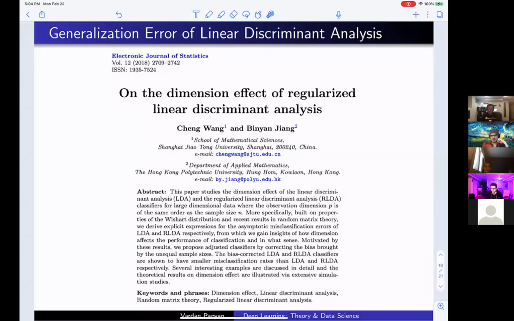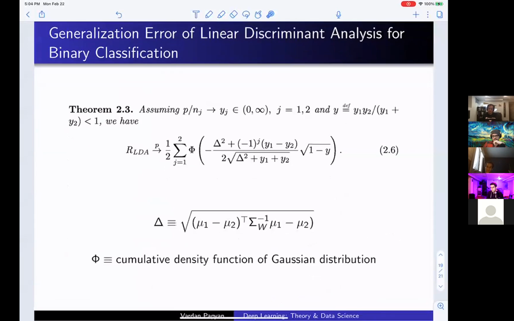So in simple words, what they're doing is they're saying, imagine a case where I have high dimensional data, but I have very little data. How does the performance behave as a function of these parameters of sample size and dimension? And here's one of the results. So what does this result say?